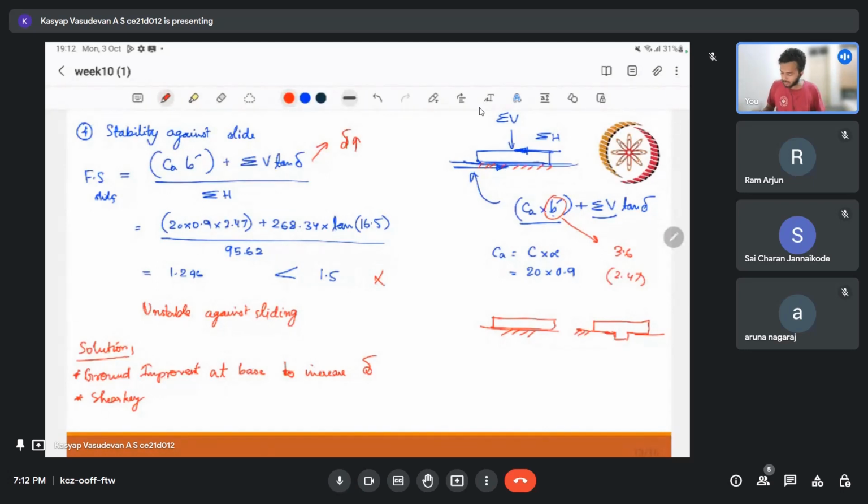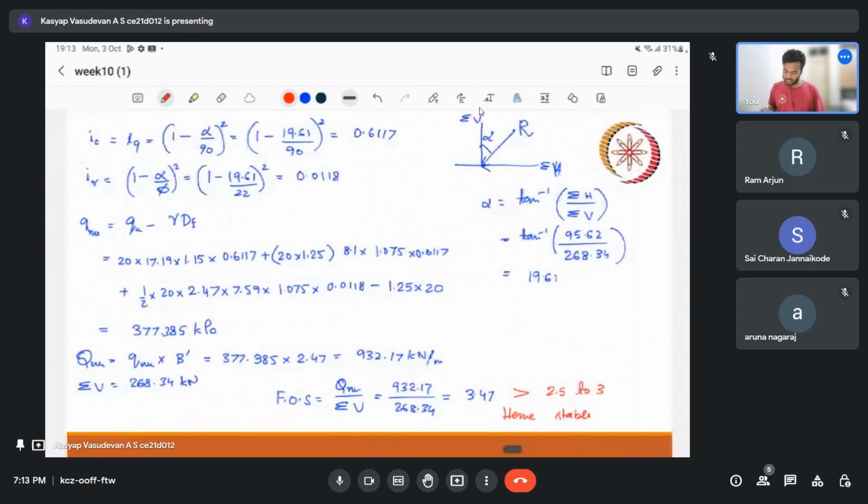There are different things we can also readjust. We can increase the base, but all these things are governed by cost, economics will govern which solution we are trying to go for. So these are different solutions. The fourth check, that is the check against sliding stability, didn't satisfy.